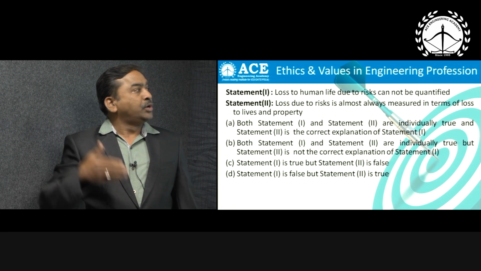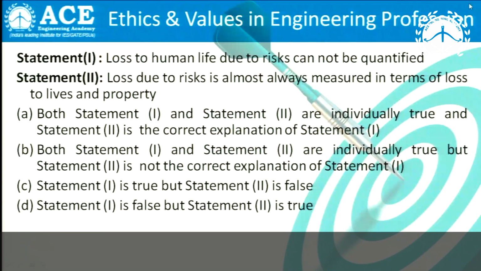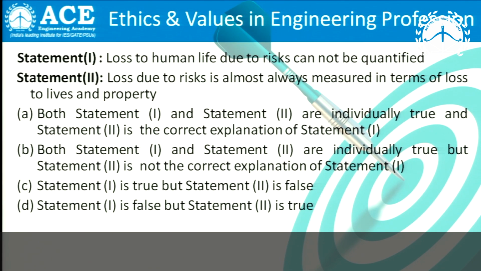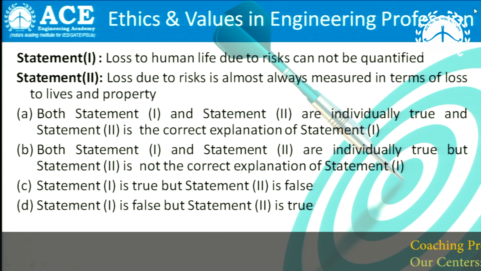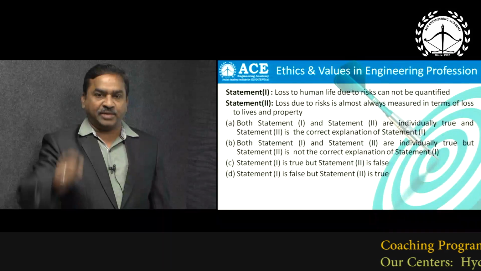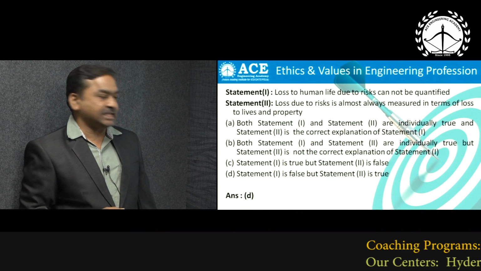Loss to human life due to risks cannot be quantified. Loss due to risks is almost always measured in terms of loss to lives and property. You see very clearly that the second statement is contradicting the first statement. In fact, cost benefit analysis evaluates the cost-wise loss to the lives as well as property. Hence, statement 1 is false, statement 2 is true. The choice is D.